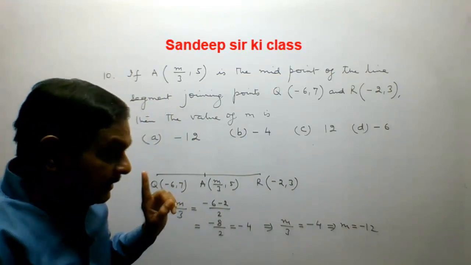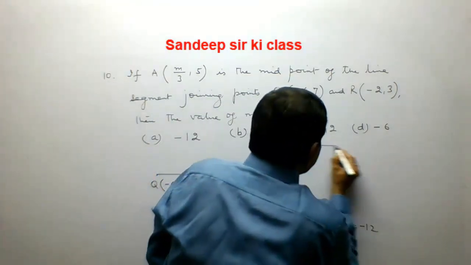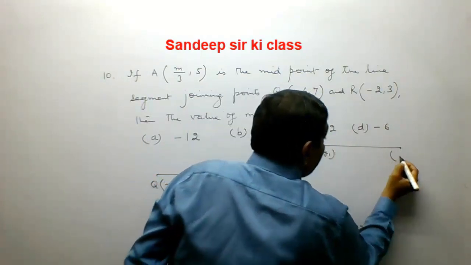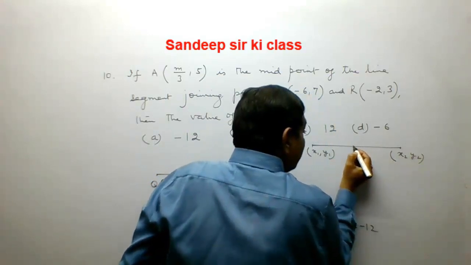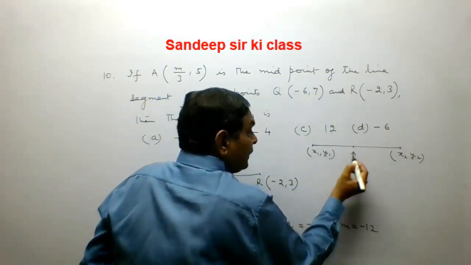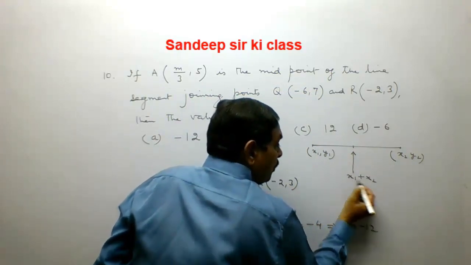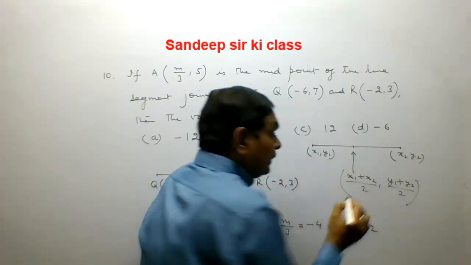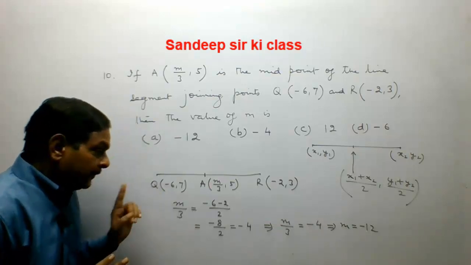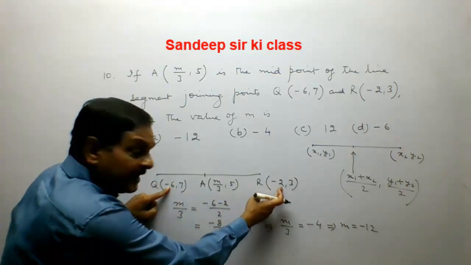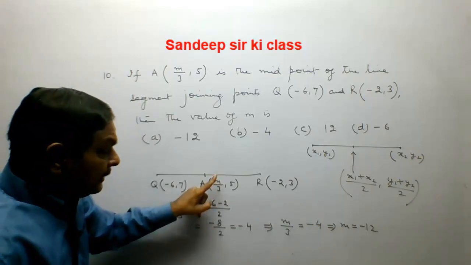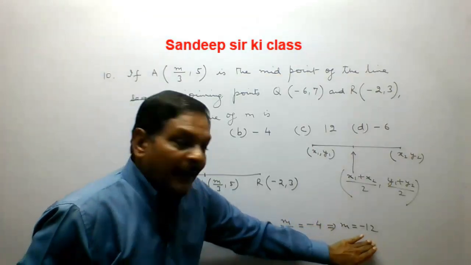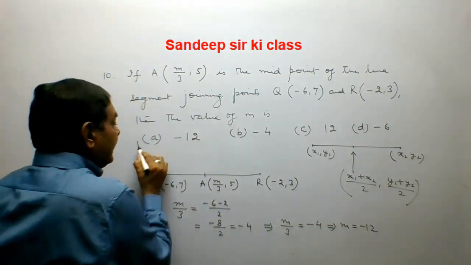See, we have used the midpoint theorem, which is that if a line segment is joining points x1, y1 and x2, y2, and this is the midpoint, then the coordinates of the midpoint are given by x1 plus x2 upon 2, y1 plus y2 upon 2. We have used that thing here. -6 -2, this is the addition, upon 2, we have equated that equal to m/3, which gives us the value of m as -12. So here option A is the correct option.